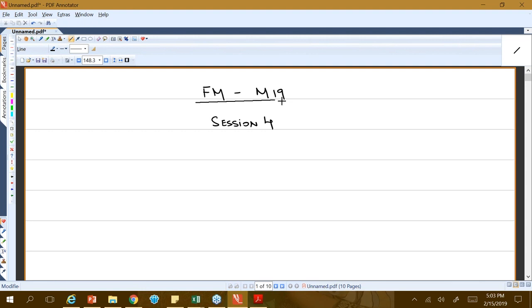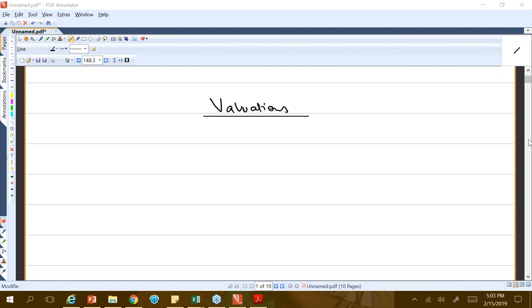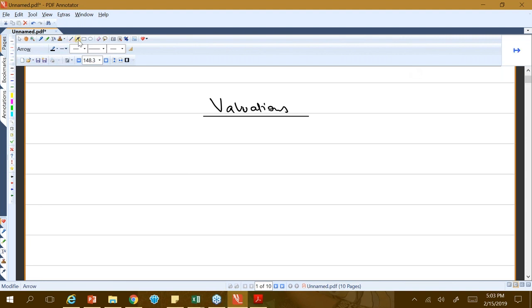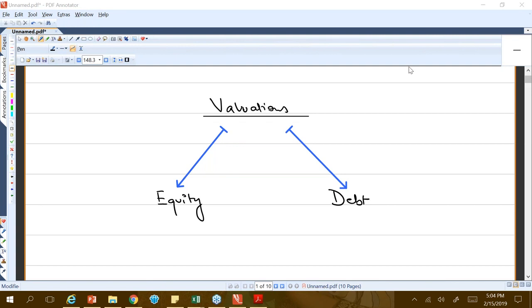Session 4. The first thing is we need to think about valuations. So in the first half, we will think about valuations, and then in the second half, we'll think about the idea of risk management. So within valuations, just to go over the concepts on this area, there are 2 sorts of valuations that we're going to see. One is equity valuation, and the other is debt valuation.